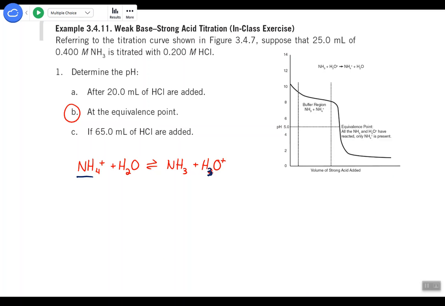NH4 plus reacts with water, donates a proton to produce H3O plus. The starting concentration here is 0.133 moles per liter. I'm starting with 0 amounts of my products. I'm going to lose a little bit of X, gain a little bit of X, and gain a little bit of X.